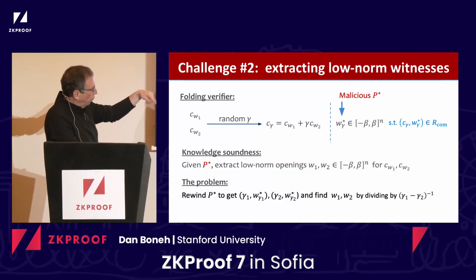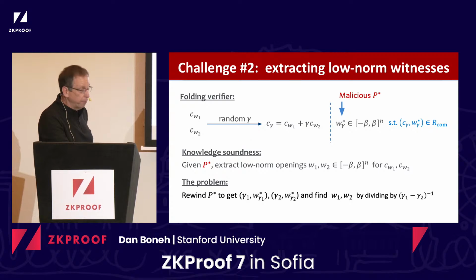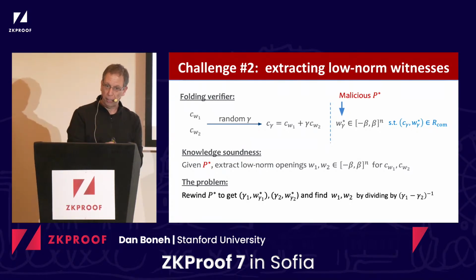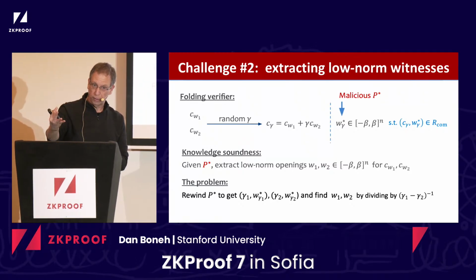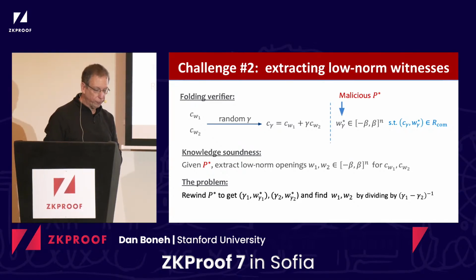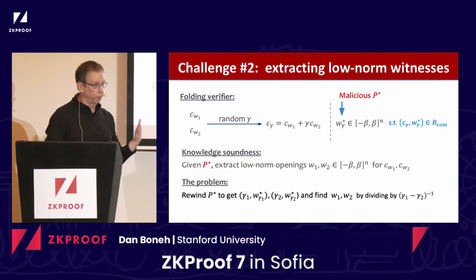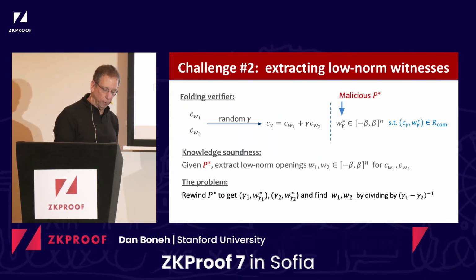Gamma, remember, is the random linear combination. So now we have to multiply by gamma 1 minus gamma 2 inverse. That is, again, a high norm value. So the result is we are extracting a high norm witness, which is invalid. We're not allowed to extract a high norm witness. We have to extract a low norm witness. And this is a bigger problem. So how do we force the extractor to extract actually a low norm witness?